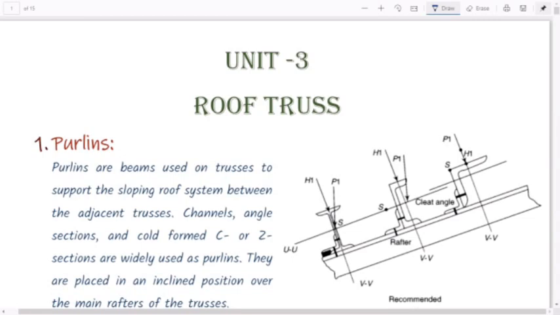So we are going to design purlin, and before going into that, let me give you an idea what a purlin is and what are the design considerations and design procedure of purlins. So purlin is nothing but a beam which is joining to truss.